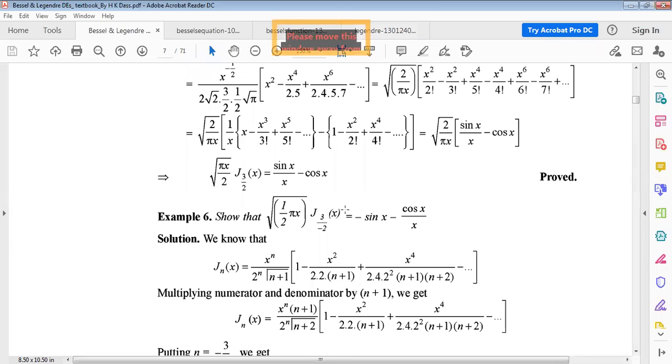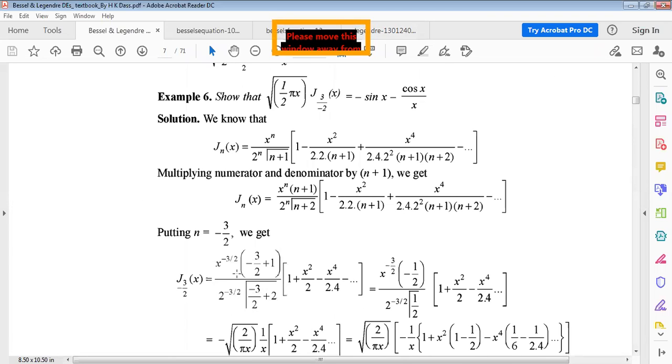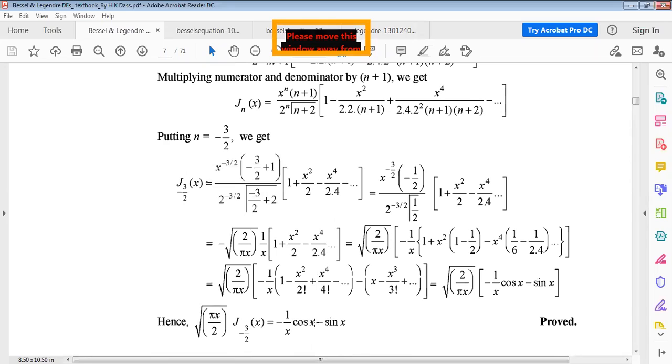Can you do this? Example 6, just putting z n equals minus 3 by 2. Okay. Similar process, you can prove this. Important example for you.